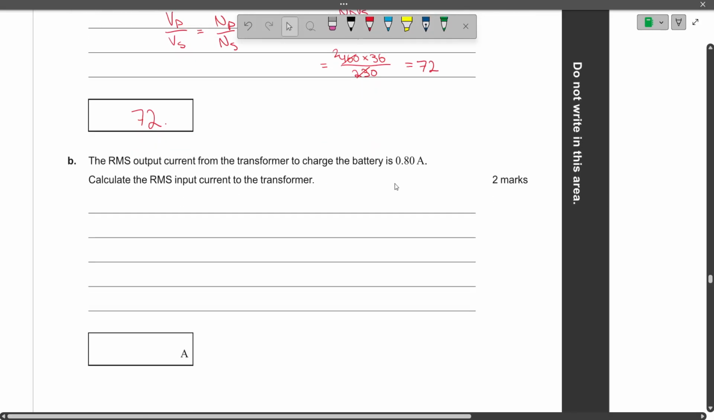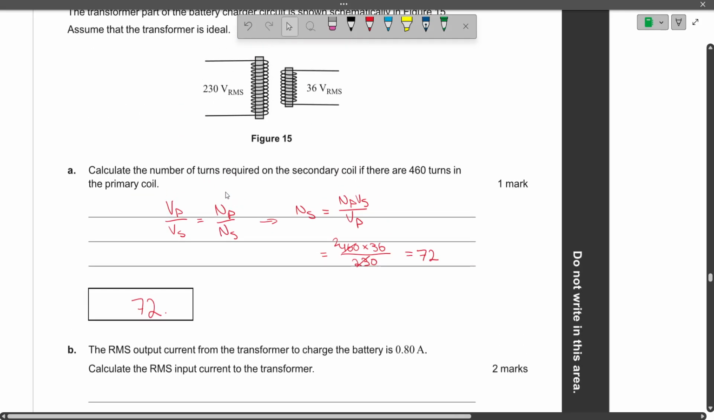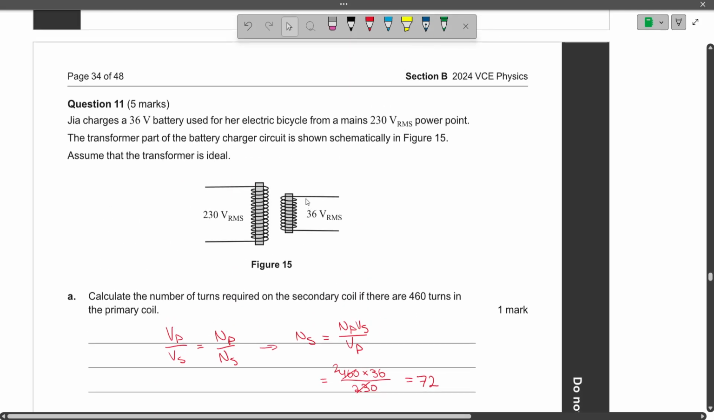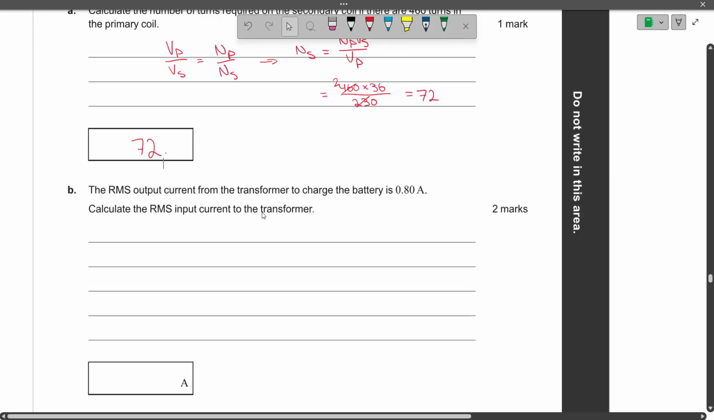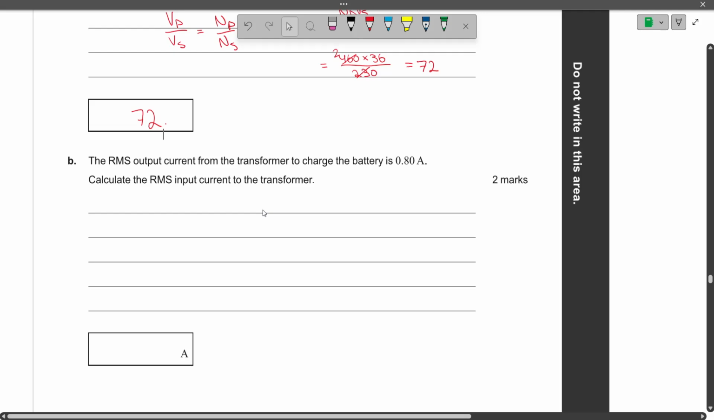Part B. The RMS output current from the transformer to charge the battery is 0.8 amps. Calculate the RMS input current to the transformer. Okay, so we've worked out the number of turns. You don't really even need to use the number of turns here. All you need to know is that it's an ideal transformer. There are multiple ways of doing this question, so let me just show you the options that you've got here.